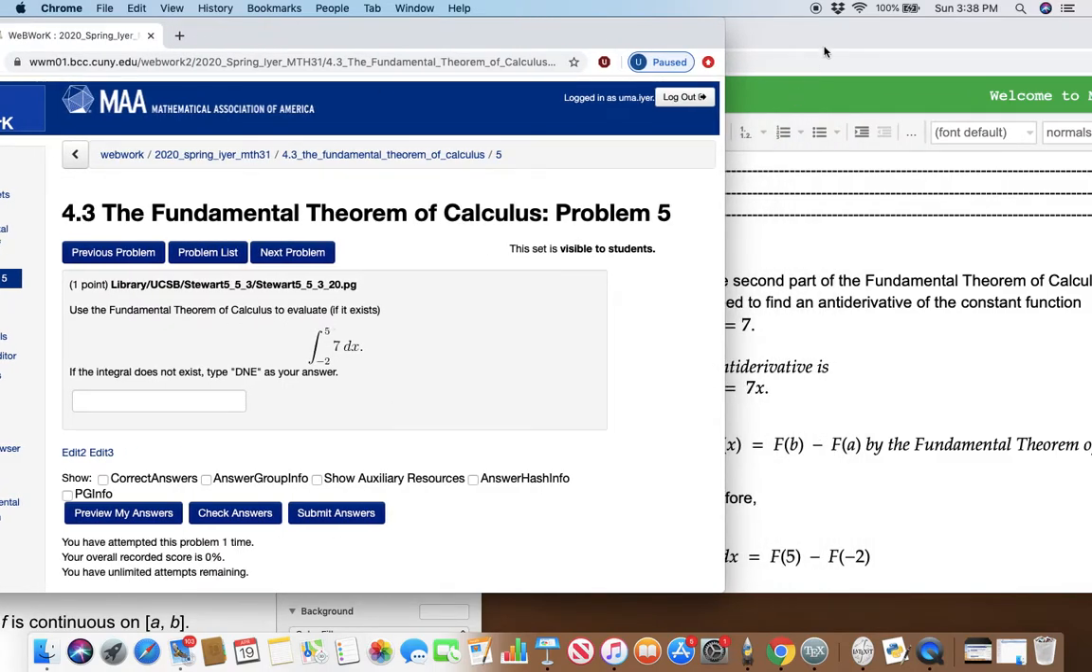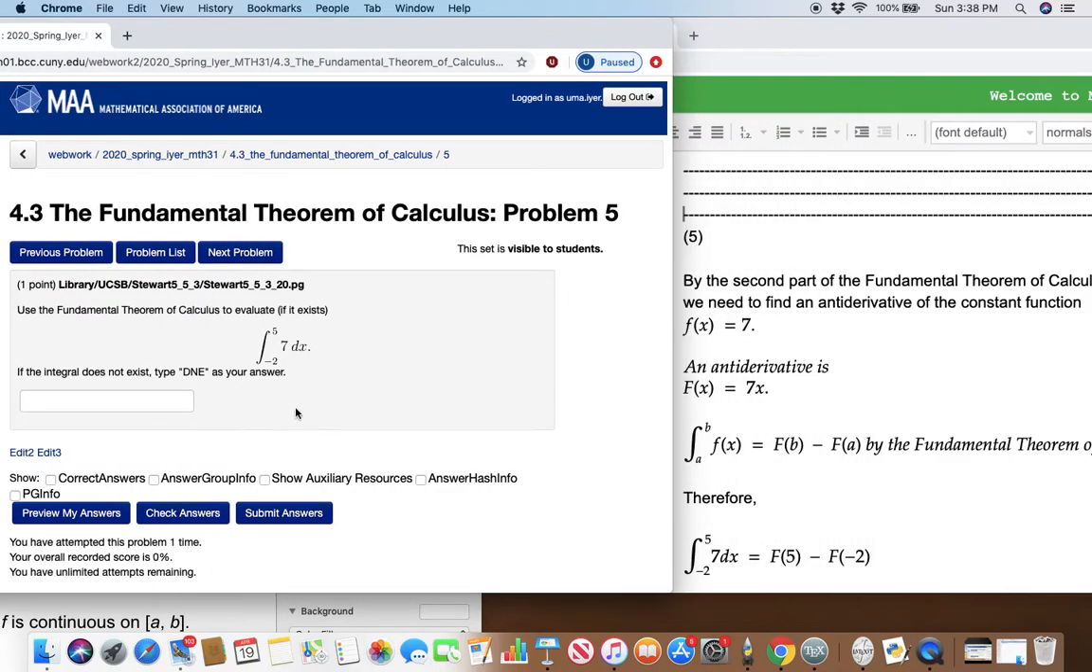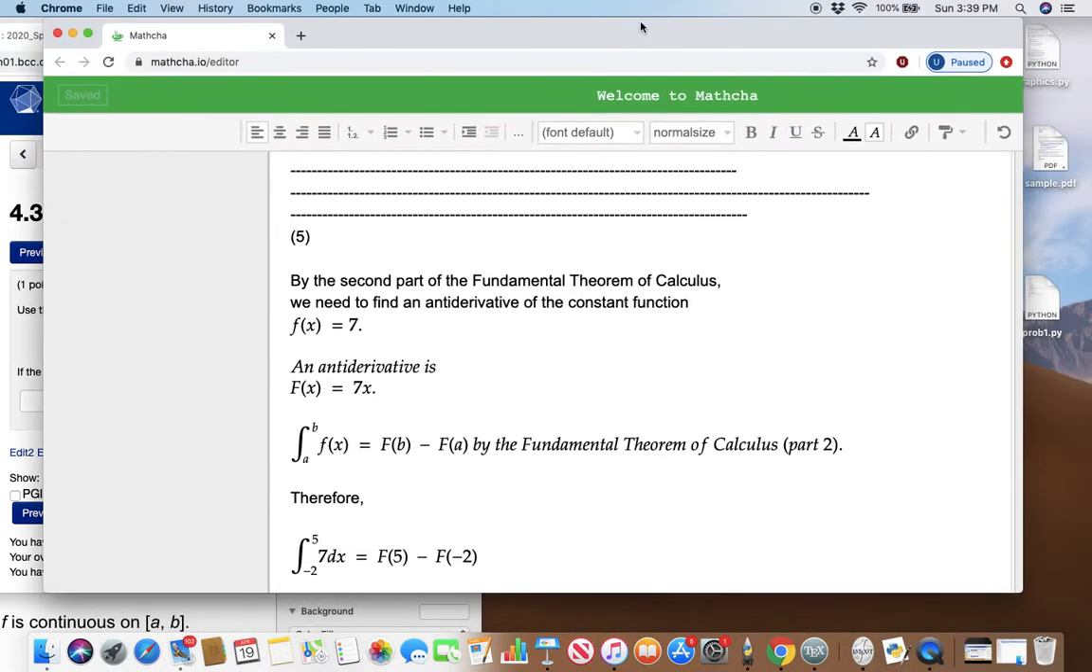Okay, so let's go. Problem 5 is the integral from negative 2 to 5 of 7 dx. Notice they are both numbers, so part 2 applies. So what do we need? Our function is 7, a constant function. By the second part of the fundamental theorem of calculus, we need to find an antiderivative of this constant function. An antiderivative is 7x. How do we find an antiderivative?